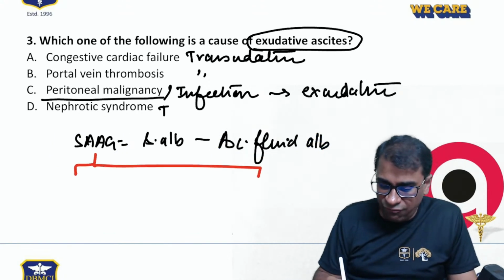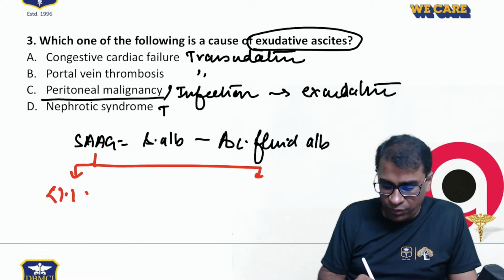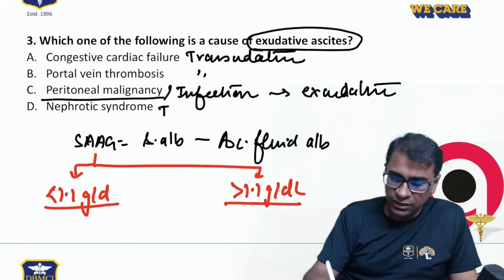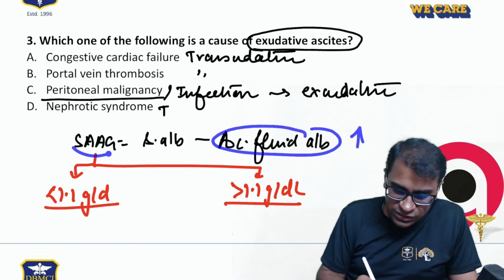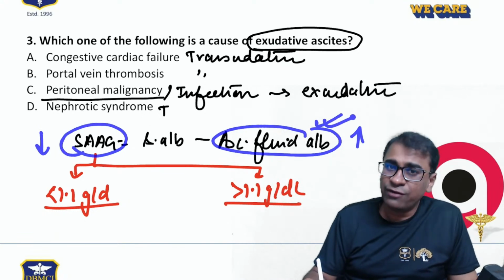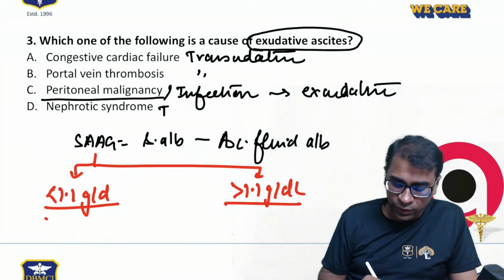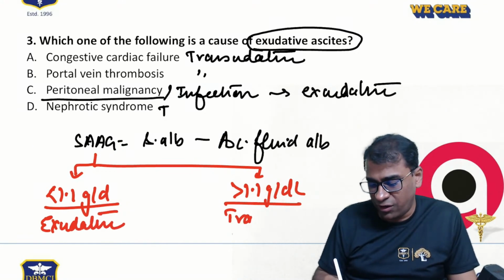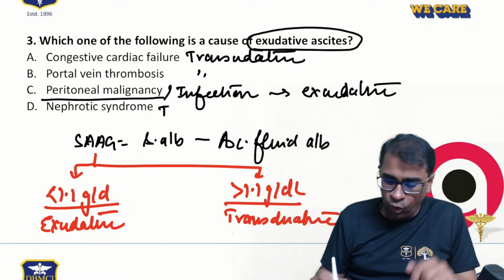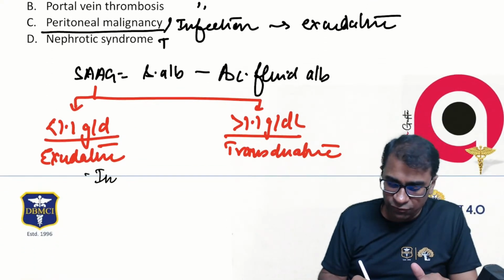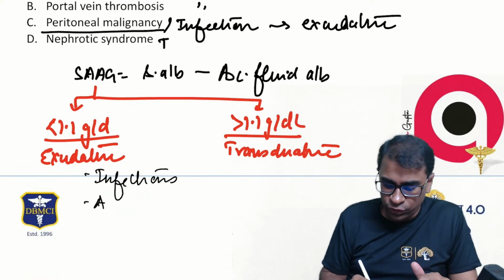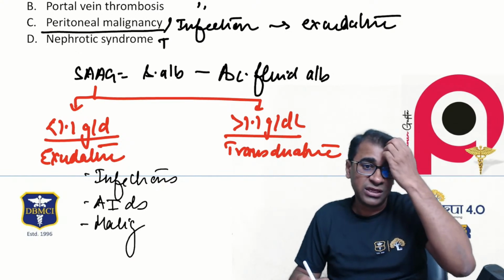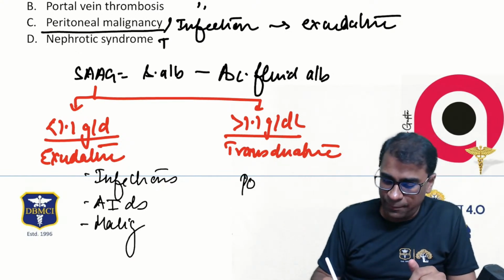Therefore the SAG value is either less than 1.1 gram per dL or more than 1.1 gram per dL. Please understand one thing again: if this value is higher, your SAG value is lower, and this value is higher in exudative causes. The SAG is low in exudative ascites, and SAG is more than 1.1 in transudative causes of ascites. I told you exudative causes are seen in any sort of infections, autoimmune diseases, and malignancies, and transudative causes are seen in portal hypertension.